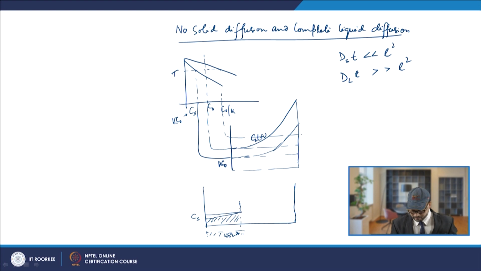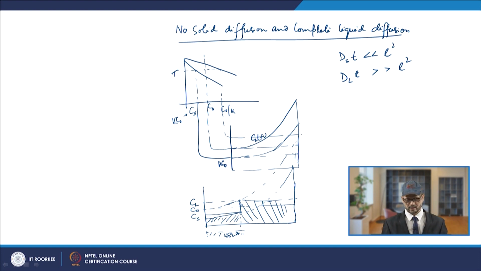So here you will have larger concentration. This will be your CL, and in between you have C naught. This is your liquid part. In this case the liquid will be moving from here, and you will have larger concentration at this point, and this will go further. So, that is what we have seen.